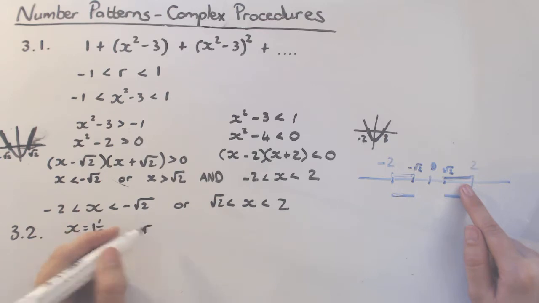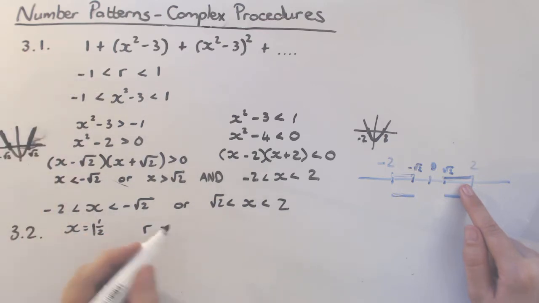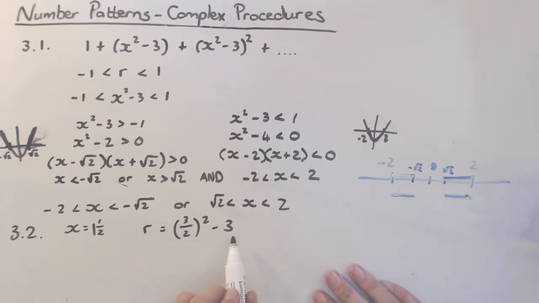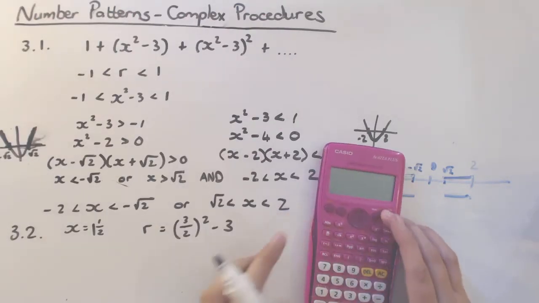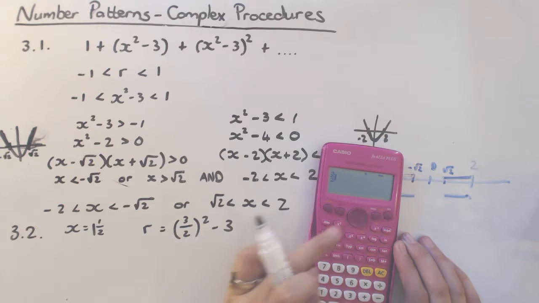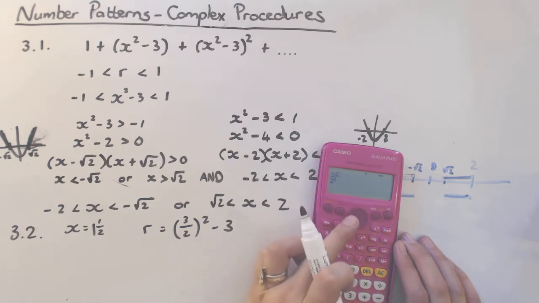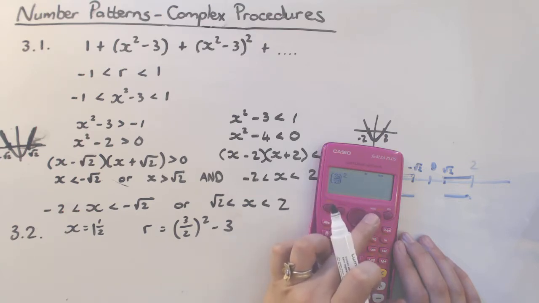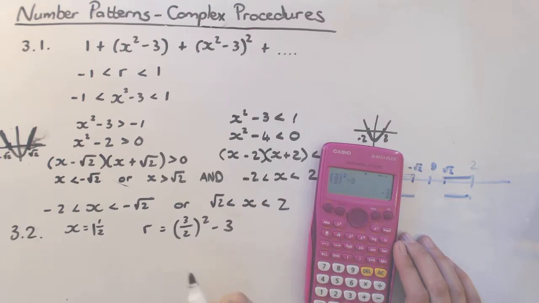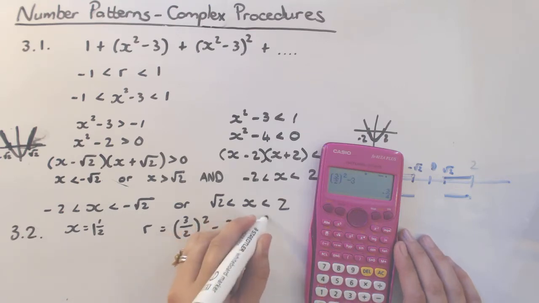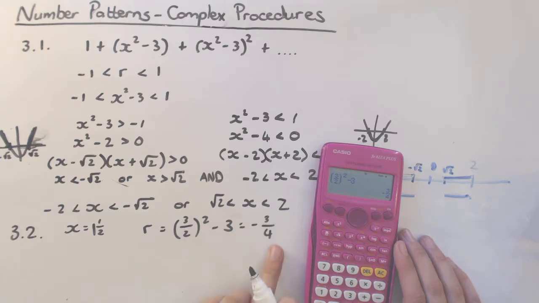my r value is x squared minus 3. X is 1.5 or 3 over 2. X squared minus 3 is my r value. Let me just quickly go and work out my r value. So I'm going to use my calculator. 3 over 2 squared. Just for safety, I'm going to put the 3 over 2 in brackets actually. 3 over 2 squared minus 3. That means my r value is negative 3 over 4. Perfect. It lies in this area where it should lie.